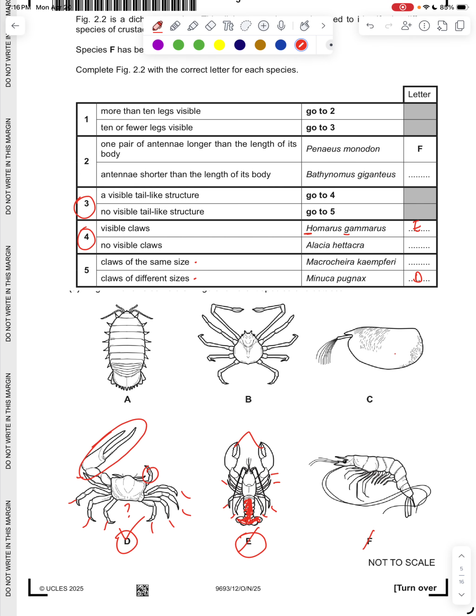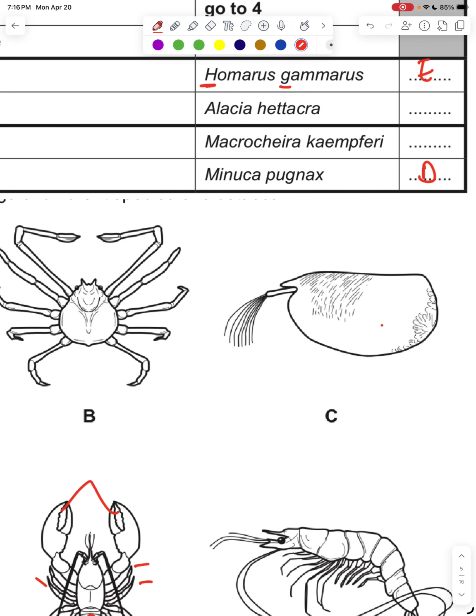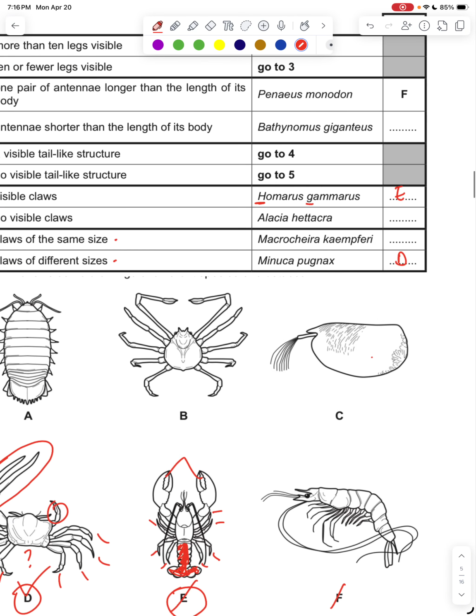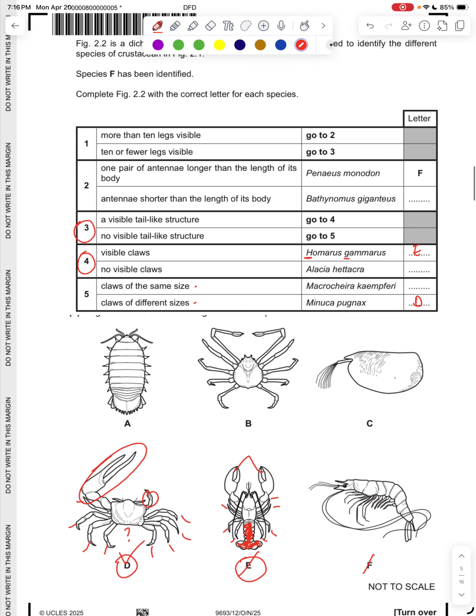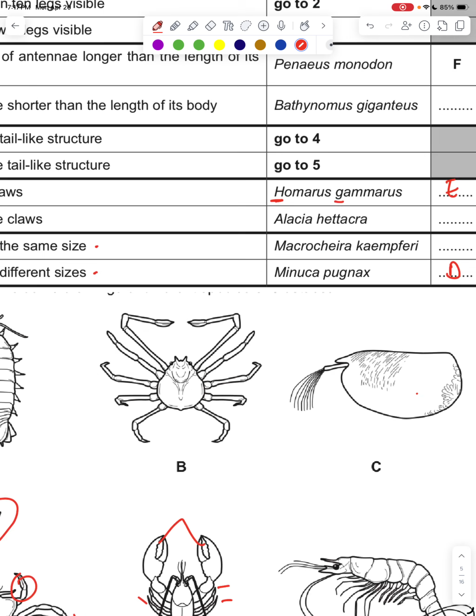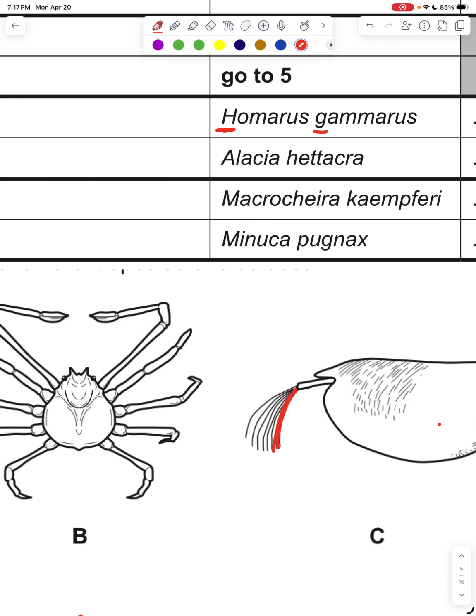C. I'm not sure what this one is, honestly. I don't know, for a crustacean. Looks more like a shelled species to me, but I don't know. We're going to start with the dichotomous key. 10 or more or 10 or fewer. I don't see any. No legs. So I'm going to go to number 3. Visible tail-like structure or no visible tail-like structure. This is the tail-like structure.